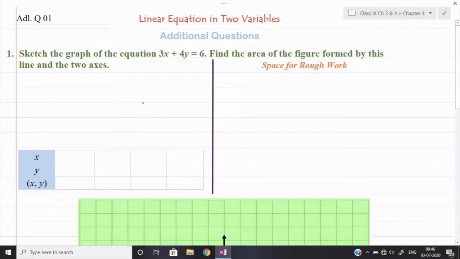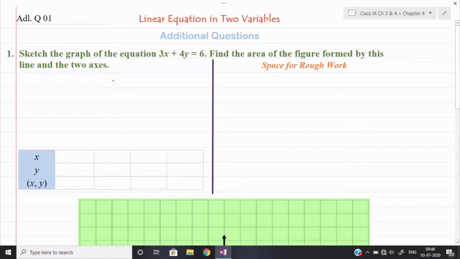Today we are going to start some additional questions of linear equations. Last session we have already completed the textbook questions till 4.4 and all questions of the textbook got over. So today we are starting some of the additional questions that we shall see now. First of all, see the first question.